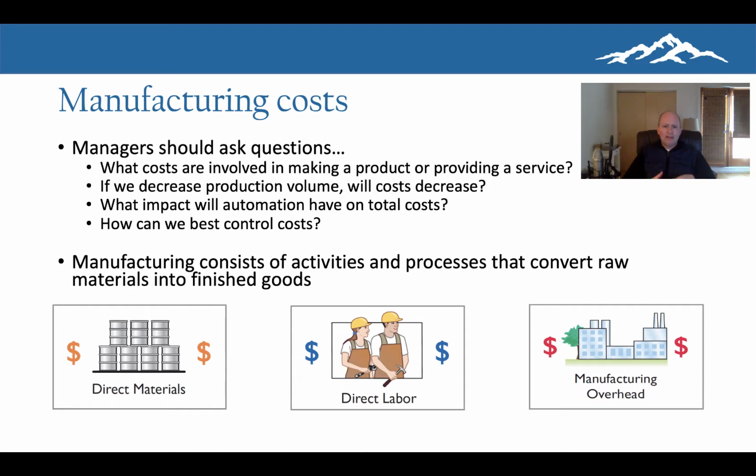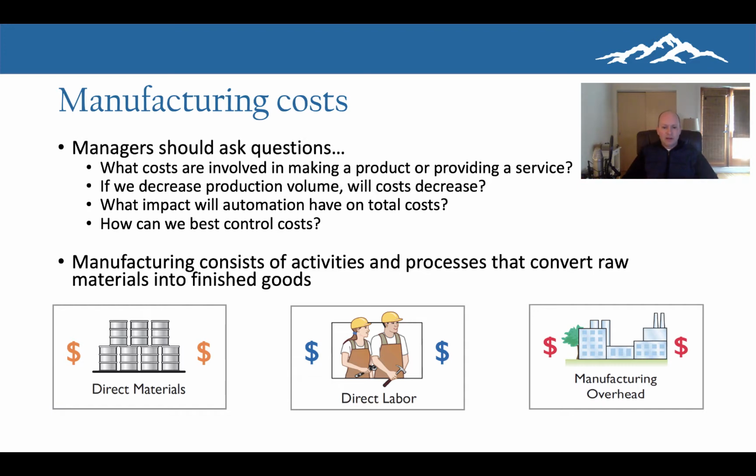So when we think about manufacturing, manufacturing defined is activities and processes that convert raw material into finished goods. And those activities and processes are classified into direct materials, direct labor, and manufacturing overhead. Those are the three things. Direct materials, direct labor, and manufacturing overhead are what make up manufacturing costs.